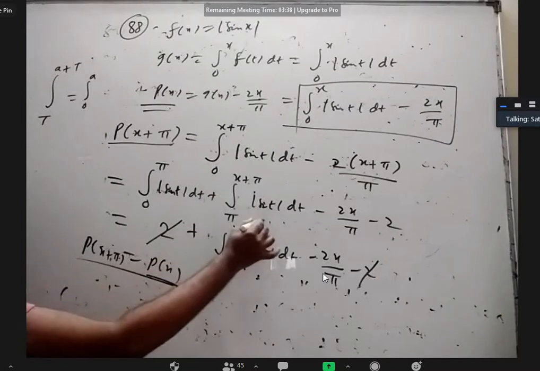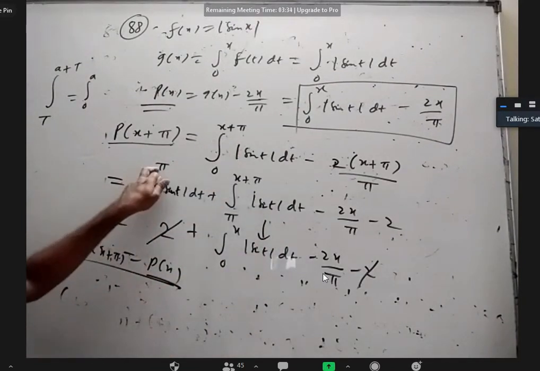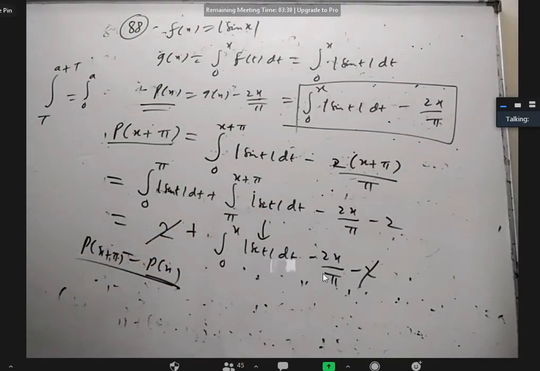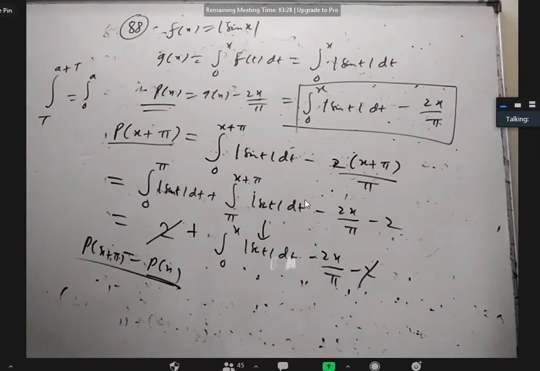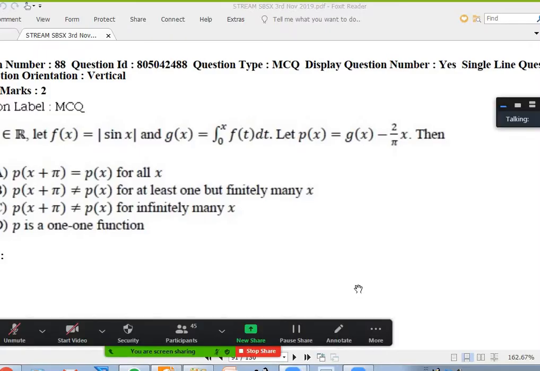Mainly, pi to x plus pi, I wrote 0 to x, that is one thing. And splitting 0 to x plus pi as 0 to pi plus pi to x plus pi. So here p of x plus pi equal to p of x for all x.